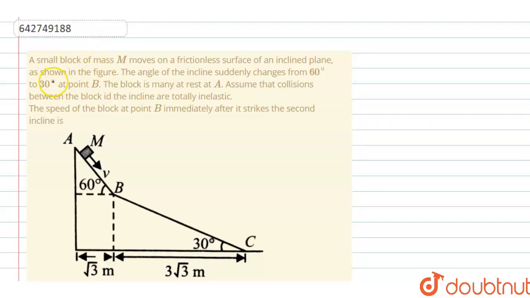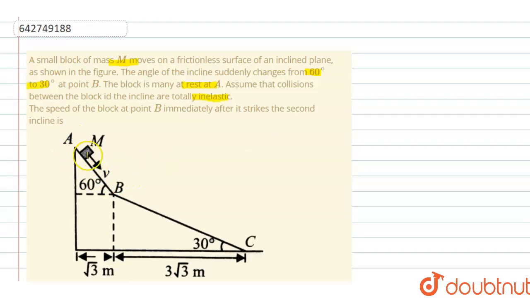Hello everyone, I am going to explain this question. A small block of mass m moves on a frictionless surface of an inclined plane as shown in the figure. The angle of incline suddenly changes from 60° to 30° at point B. The block is at rest at A. Assume that collision between the block and the incline is totally inelastic. The speed of the block at point B immediately after it strikes the incline is?